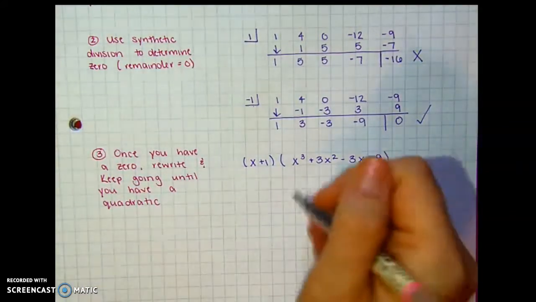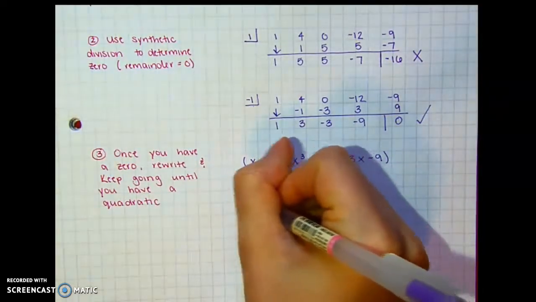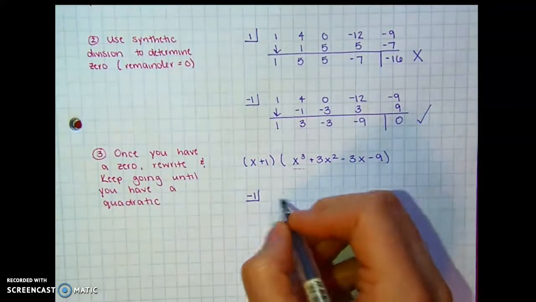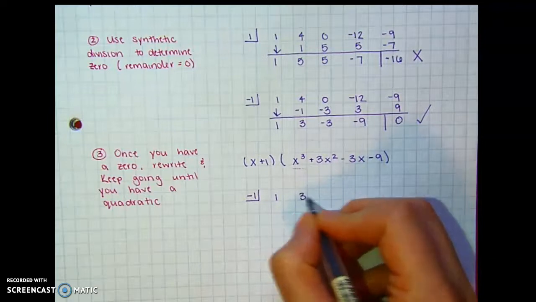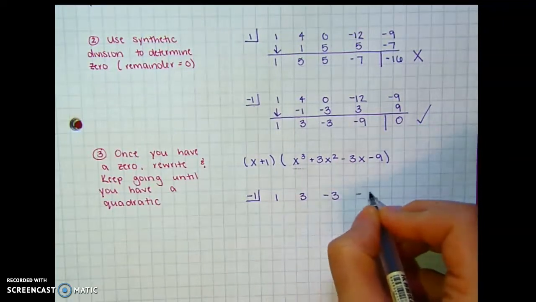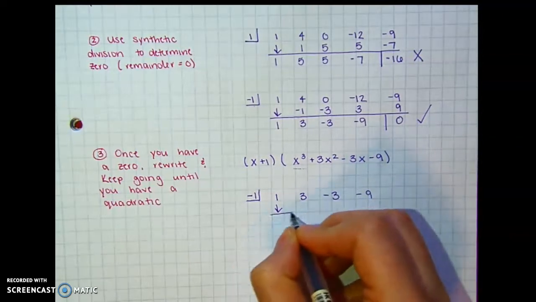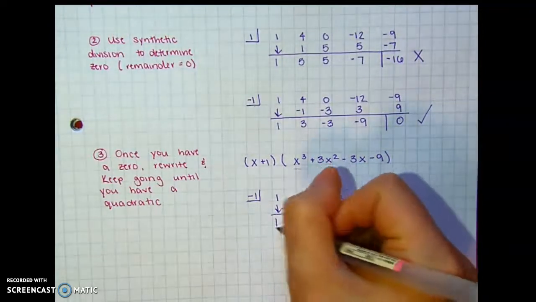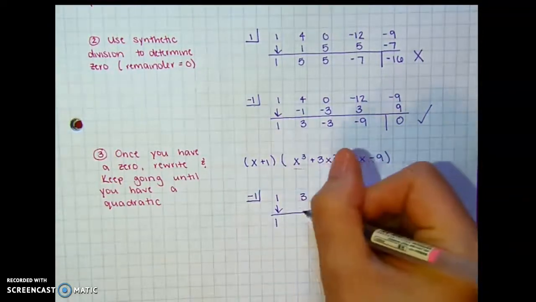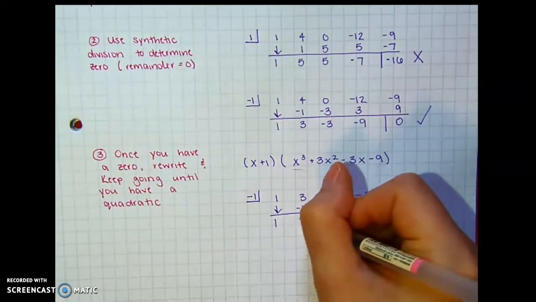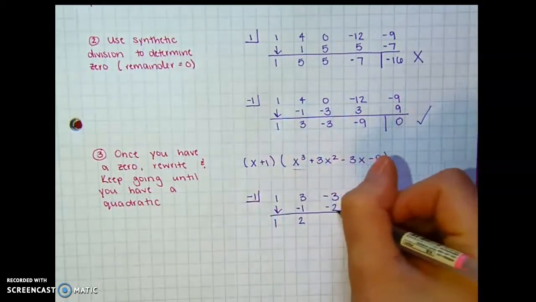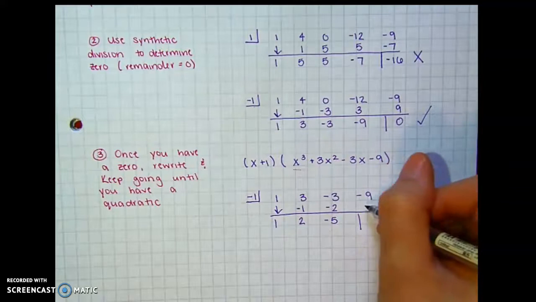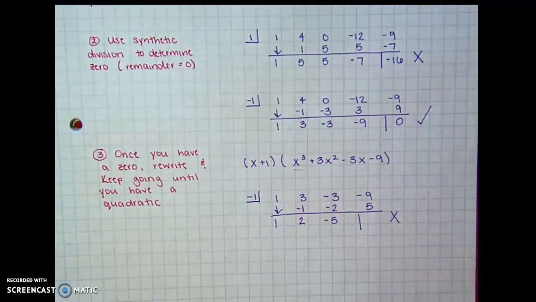How are we doing on time? We're doing okay. So I'm going to test negative 1 again, because remember it could be a repeated 0, but now I'm using these coefficients. So it's going to be 1, 3, negative 3, negative 9. We bring down our 1. 1 times negative 1, add. 2 times negative 1, negative 3, plus negative 2, negative 1 times negative 5. And as you can see, it's just not going to work, so you can just stop.